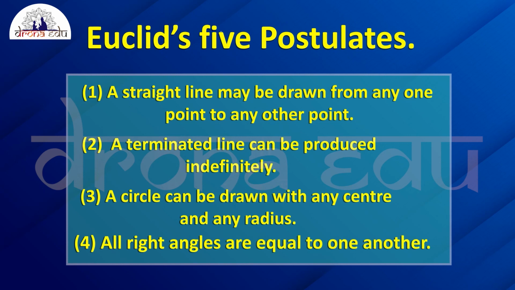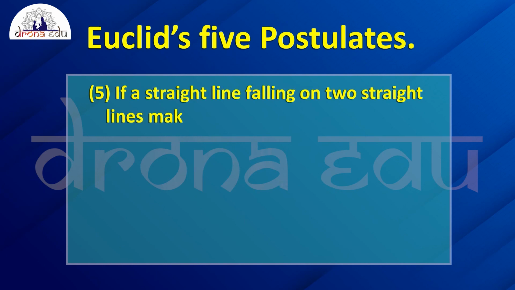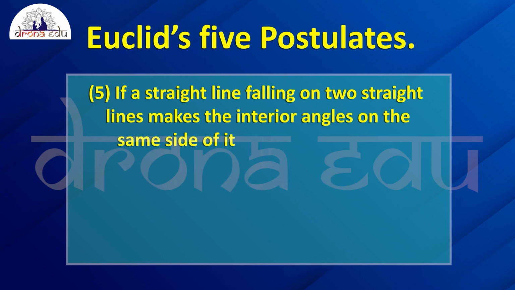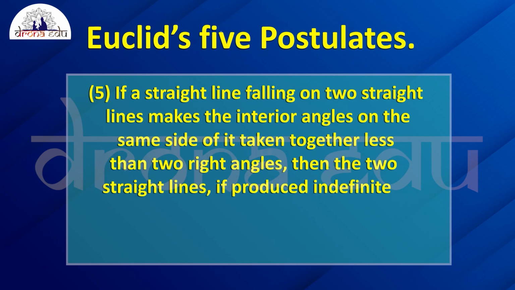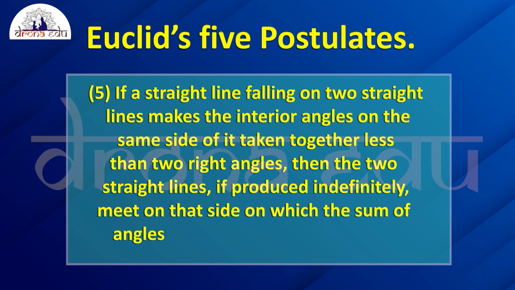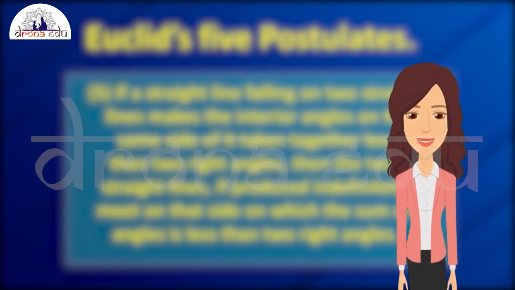And postulate 5 states that if a straight line falling on two straight lines makes the interior angles on the same side of it, taken together, less than two right angles, then the two straight lines, if produced indefinitely, meet on that side on which the sum of the angles is less than two right angles. So in the next class, let's see this postulate in detail.